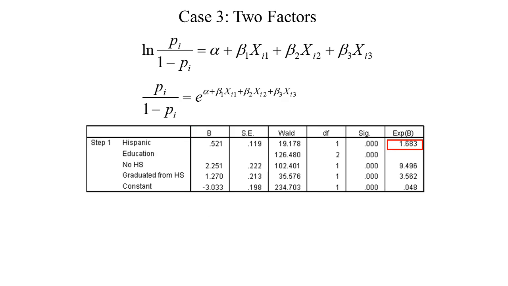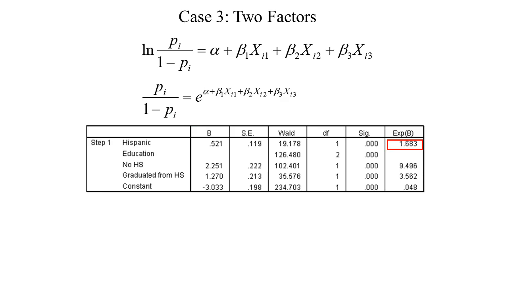Now, the last example has 2 independent variables, race/ethnicity and education. You may say, hey, there are 3 x's. Yes, because education has 2 binary variables, no high school and high school. This table shows results of the logistic regression. Education is also strongly related to self-reported health. E to the beta for no high school was 9.496.